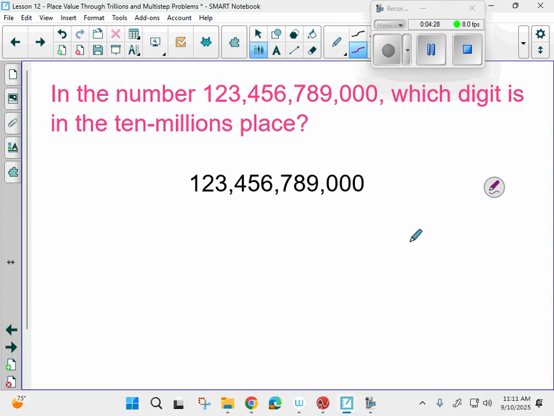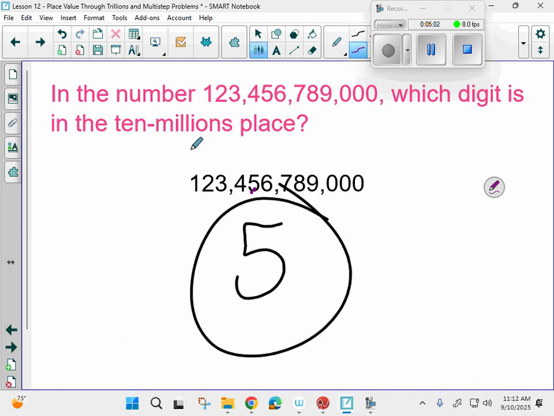That was hard. Okay, so which digit is in the 10 millions place? We're going to count together. Don't raise your hand. I know some of you know. Ready? Everyone's going to start here, and we're all going to count together. And that's the one we're looking for. Okay? Right there. So the answer we're going to write down in our book is 5. The 5 is in the 10 millions spot.